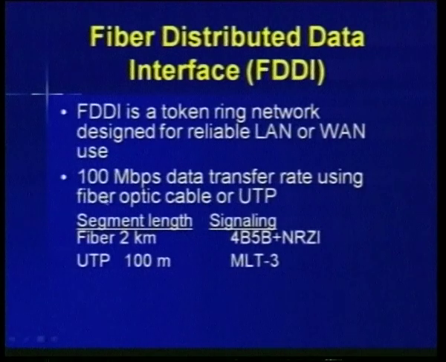Now if you use fiber optic cable, segment lengths are typically 2 kilometers, and for the signaling we use a 4B/5B encoding technique plus NRZI, the non-return to zero inverted encoding technique. If you use UTP cables, then the segment length is restricted to 100 meters and we use the MLT-3 signaling technique. So these are the two options that are available for setting up an FDDI kind of network.